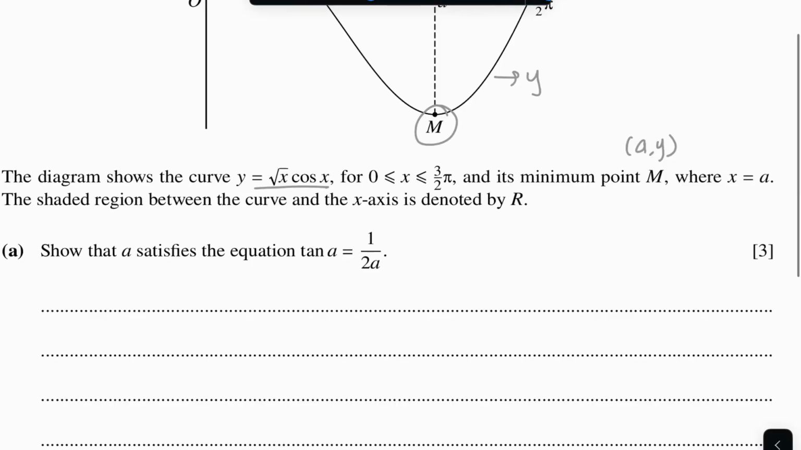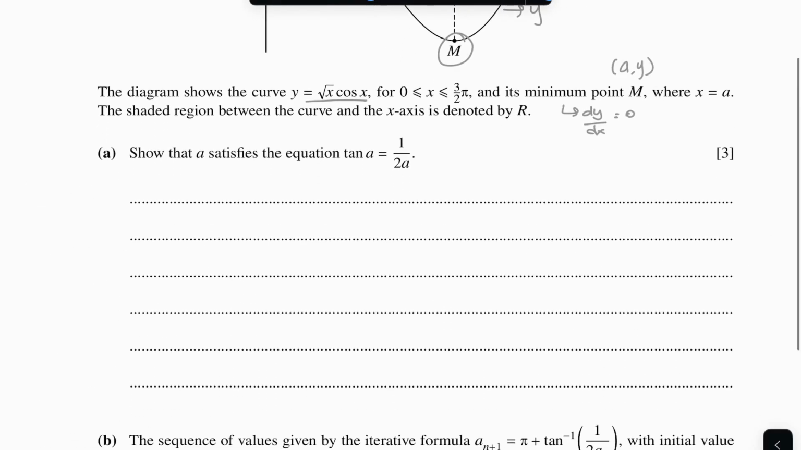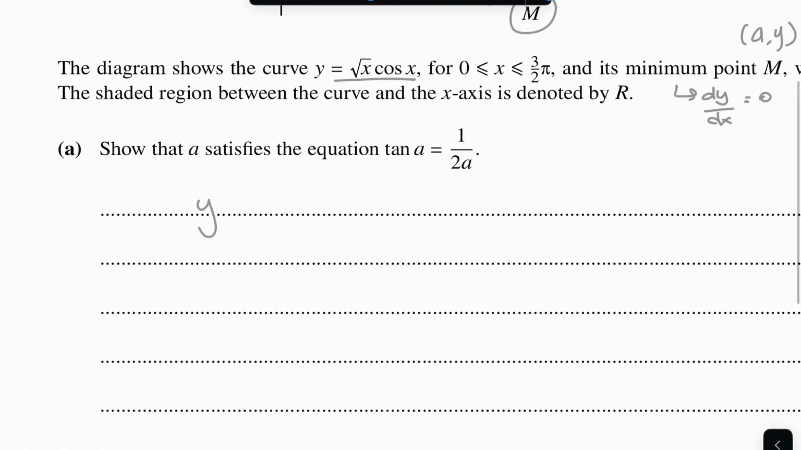Now we also know that minimum points occur when dy over dx equals 0. So for the first part A, we need to show that a satisfies the equation tan a is equal to half a. So let's do that. Now we've been given that y is equal to root x cos x. As we can see, these are two products of a function, so we are going to use the product rule to find dy by dx.